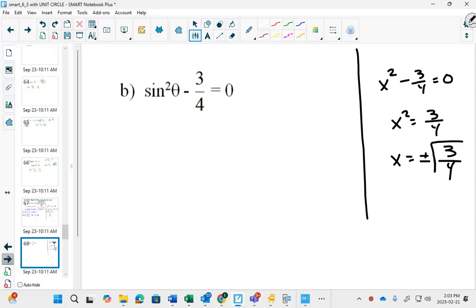And then go from there. That would be solving. So I do the same thing with trig. I'm going to get the sine squared by itself. I'm going to square root both sides, remembering to have plus or minus.